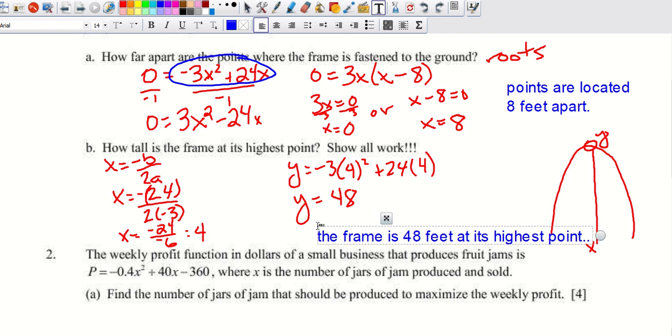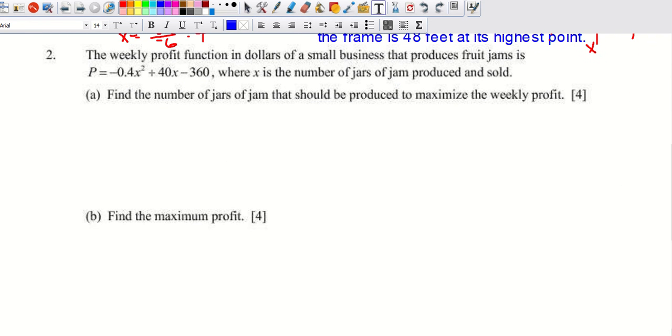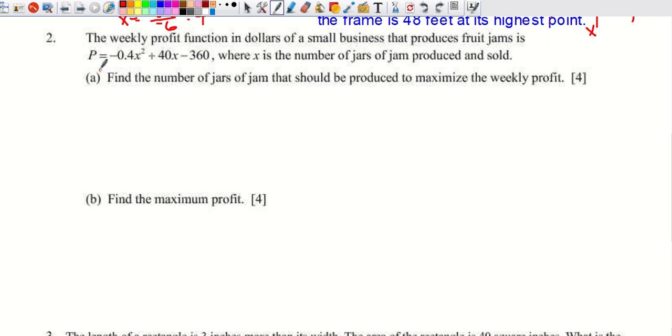All right, and that's question number 1. Okay, so number 2, we've got our weekly profit. The function is given right here: p equals negative 0.4x squared plus 40x minus 360. That's representing dollars, and it produces fruit jams. So x is the number of jars of jam, and p would be the profit in dollars. So we want to find the number of jars of jam that should be produced to maximize weekly profits.